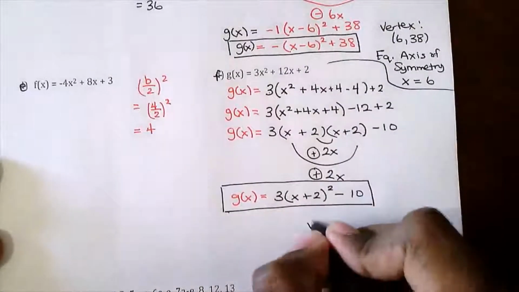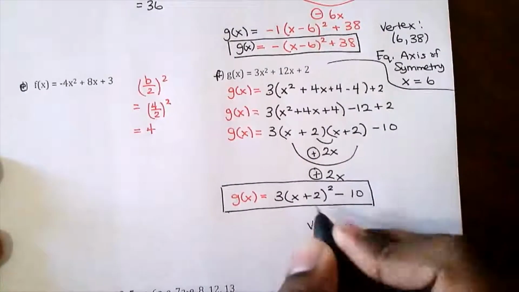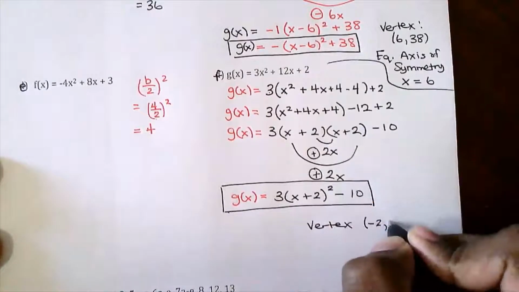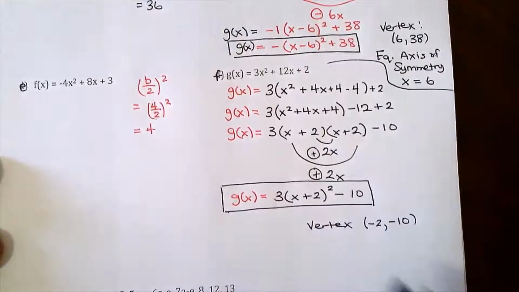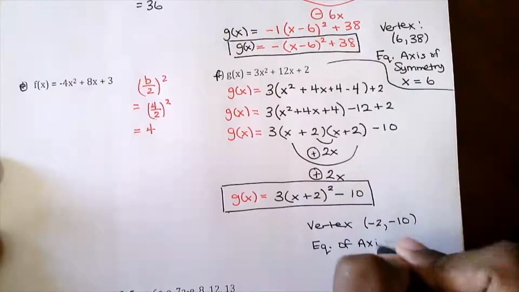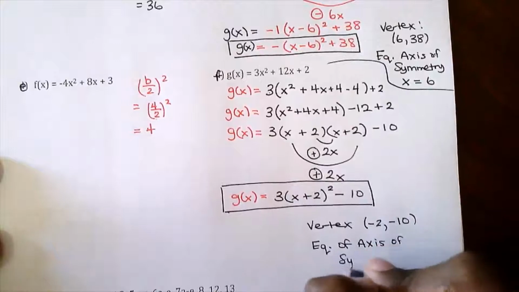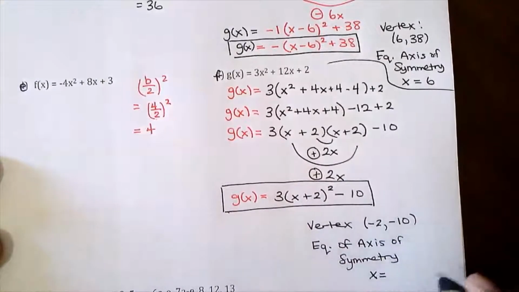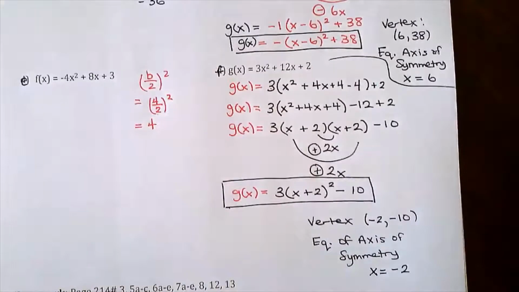Okay, so answering the questions, vertex, we take a look at this. The opposite of this is negative 2 and negative 10, so that's the vertex. And the equation of the axis of symmetry, again, we look at the x variable of the vertex, so x is equal to negative 2.